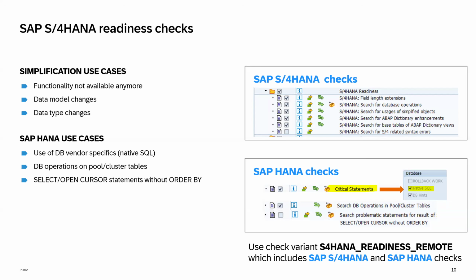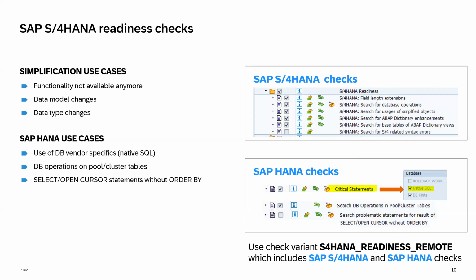First, of course, S/4HANA readiness checks, which can be run on your custom code and which check the compatibility of your custom code objects with the new S/4HANA software, which cover so-called simplification use cases and detect the issues where your custom code is using functionality which is not available anymore in S/4HANA, or detect the data model changes or data type changes and so on.